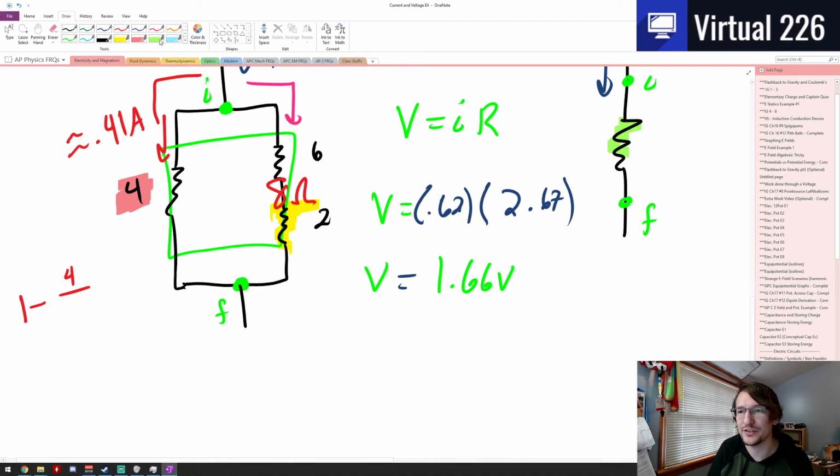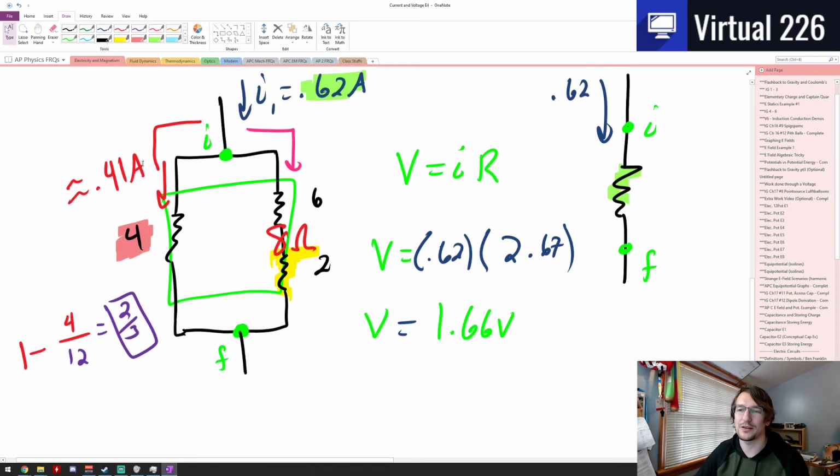When I say total resistance here, I'm just talking about adding them up. So 4 plus 8 is 12, okay? When you do this, you will get an answer of 2/3. We're going to get 2/3 of the total current on this left-hand branch. If you take 0.62 and multiply it by 2/3, you're going to get 0.41333333.